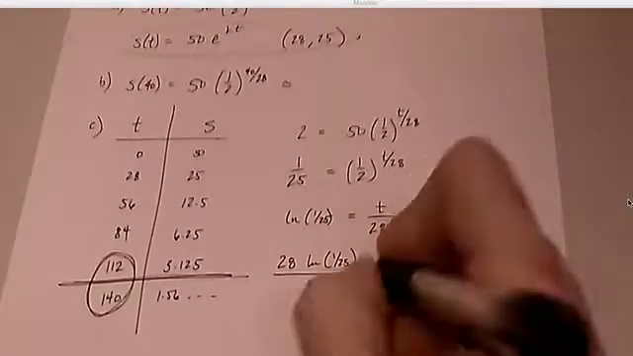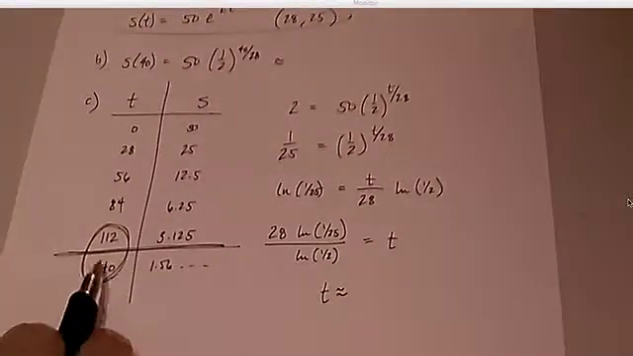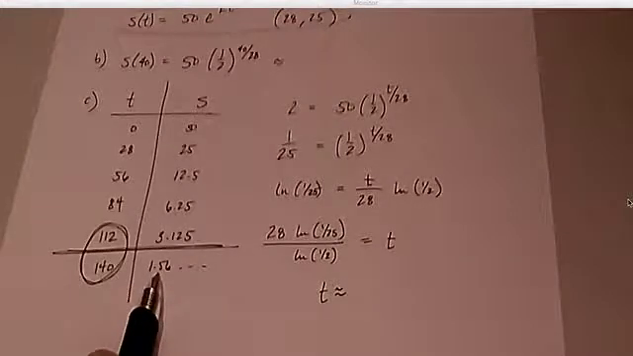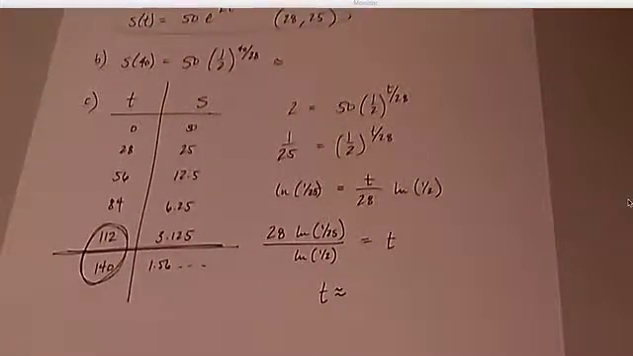And that t value, like I said, I don't have a proper calculator right now, should be somewhere between 112 and 140. And I would suspect it would be closer to 140 because 2 milligrams is closer to 1.56 milligrams than it is to 3. And that is going to be how you're going to work that out.